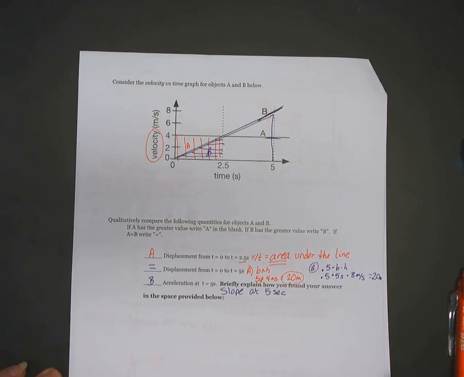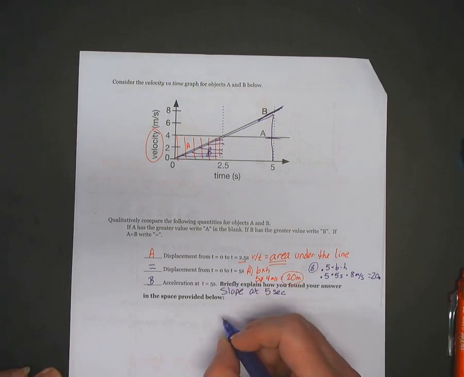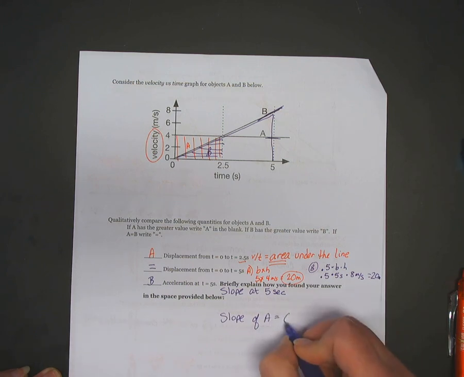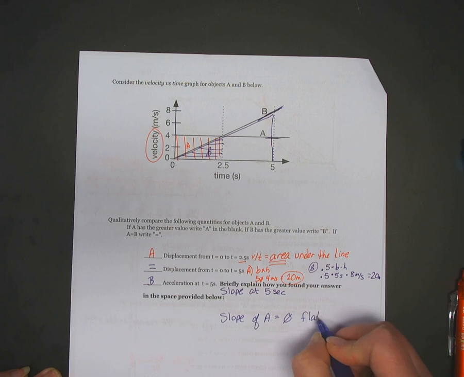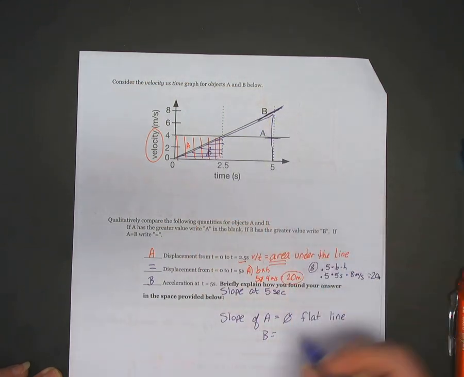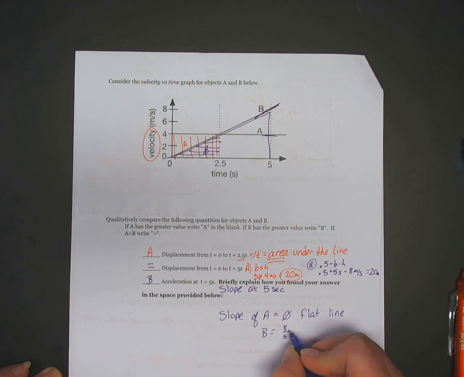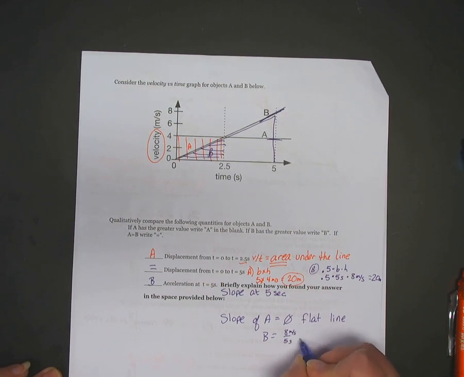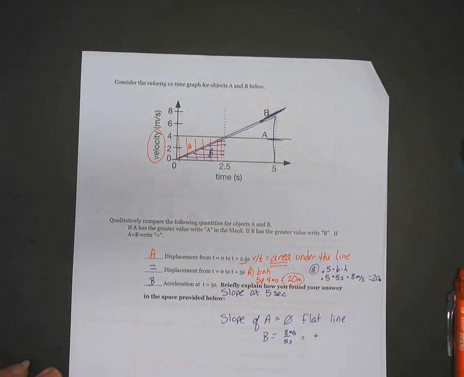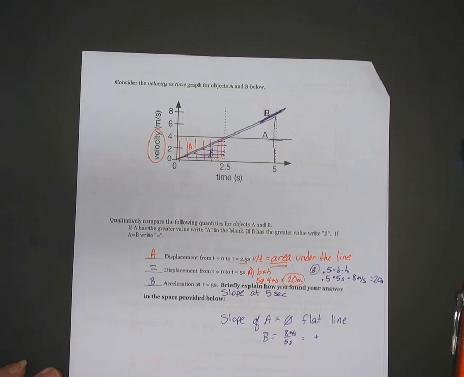You could also find the different slopes. So the slope of A is 0 because it's a flat line. And the slope of B is going to be something positive. It's going to be what, 8 over 5? So whatever 8 over 5 is, it's going to be something positive. It doesn't matter if it's positive or negative, frankly, but if you have a slope, you've got a good graph with a positive acceleration there.